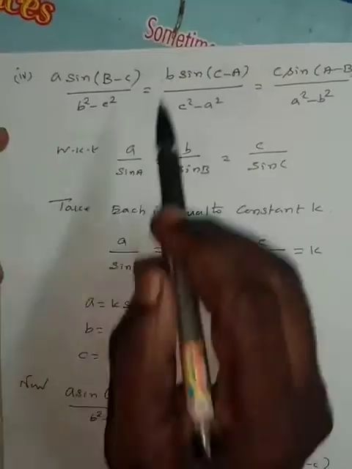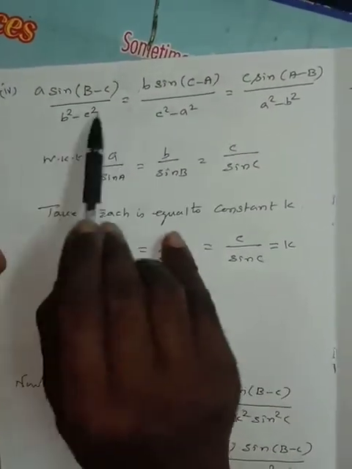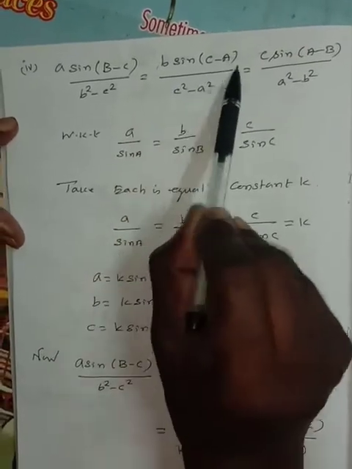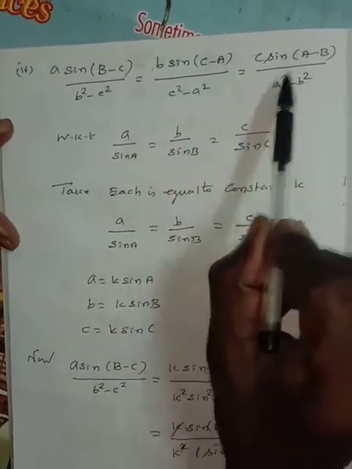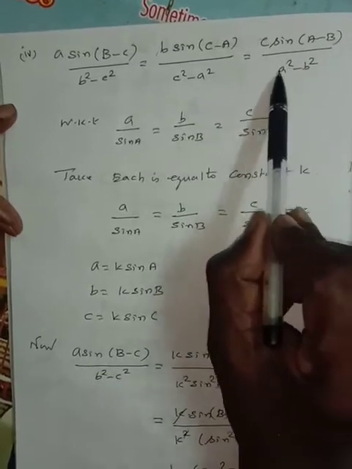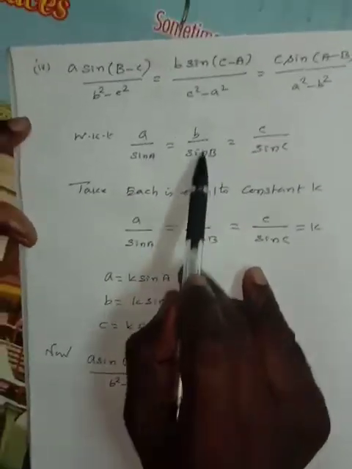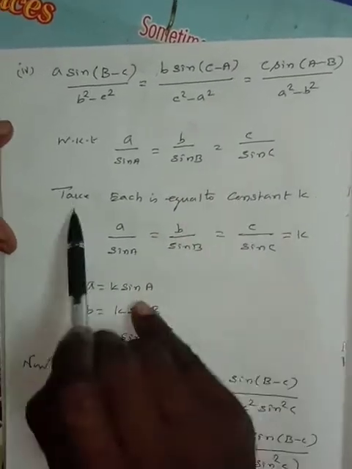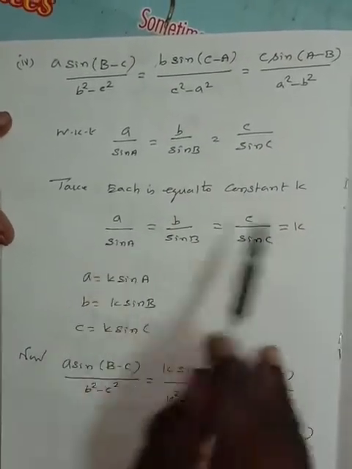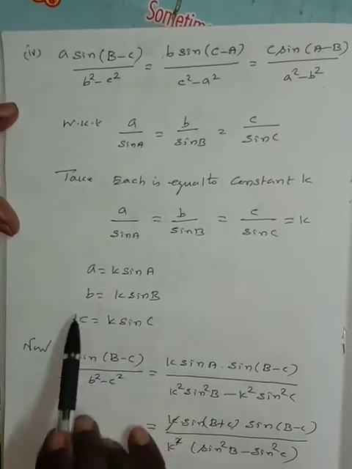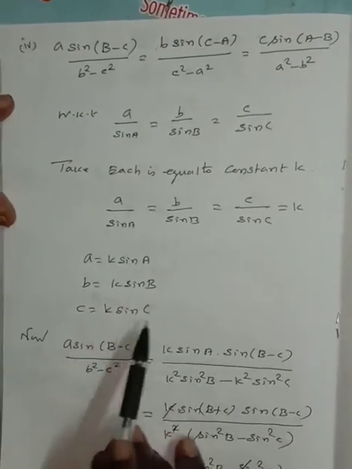Okay. Next: a sin (b minus c) divided by (b square minus c square) is equal to b sin (c minus a) divided by (c square minus a square) is equal to c sin (a minus b) divided by (a square minus b square). We know that a divided by sin a is equal to b divided by sin b is equal to c divided by sin c. Taking it equal to some constant k, then a is equal to k sin a, b is equal to k sin b, c is equal to k sin c.